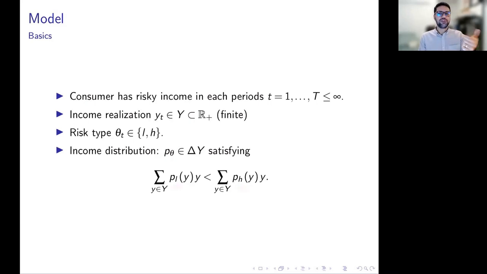And I apologize if this is confusing, but you should think of the high type as the equivalent of a low risk. It's going to be an agent that has a lower probability of a loss. But from now on, I'll be referring just to a high type or low type.